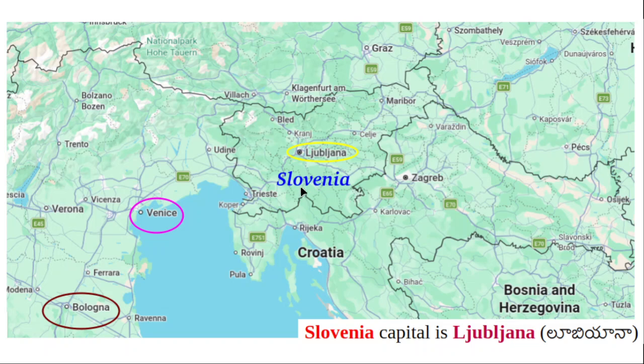See that Slovenia is now enlarged here, and Slovenia's capital is Ljubljana. The letter J is silent here. See that J is there. The J's are silent. So, Ljubljana.